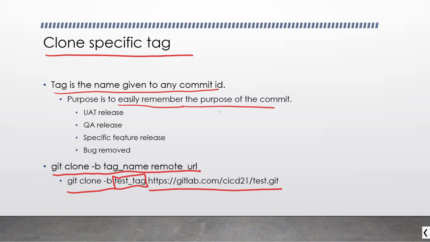The purpose can be a UAT release, a QA release, a specific feature release, or any kind of bug removal. For such scenarios, we provide a tag name to that specific commit. If you want to clone that specific commit, you need to provide the tag name to that commit and then you can utilize this command: git clone -b tag name remote URL.